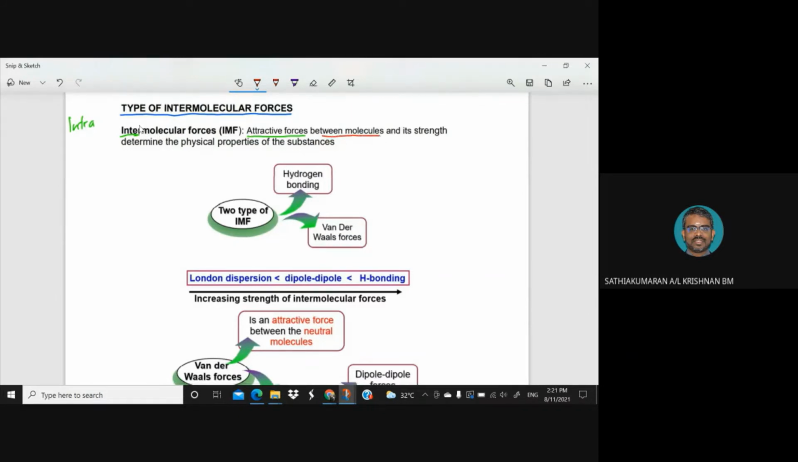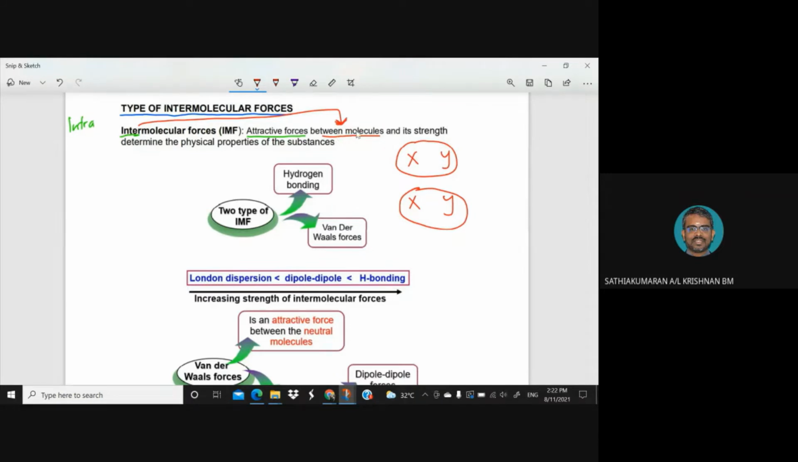This one we call inter. Inter means between the molecules. Attractive forces between the molecules. For example, X, Y. So this is the molecule. So X, Y. You must have two molecules. So the attractive forces between these two molecules we call intermolecular forces.